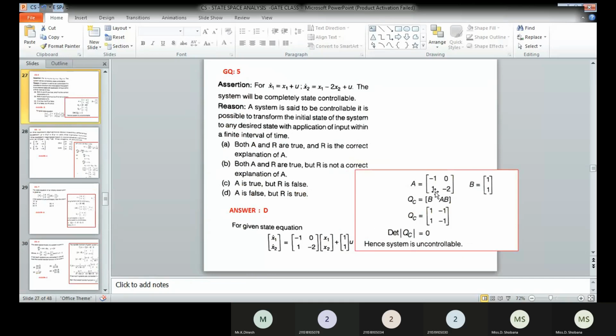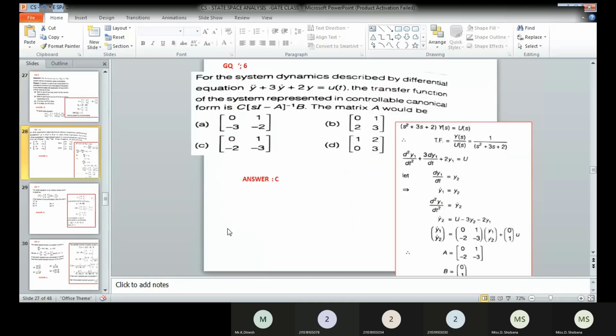Then you can take the A matrix, and from this A matrix, the B matrix is there. QC is equal to B, A dot B. If you check the determinant, it comes as a 0 value. Hence the system is uncontrollable. So the first statement became false. Then we are going to check the second reason. Since the first is false, the option where the first is false is option D. So option D will be the correct answer.